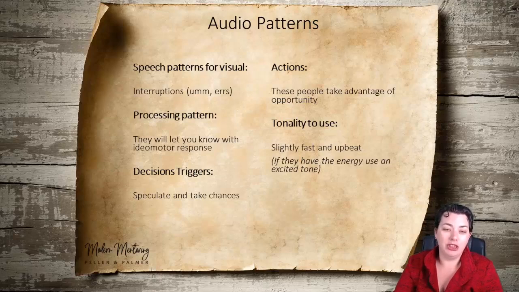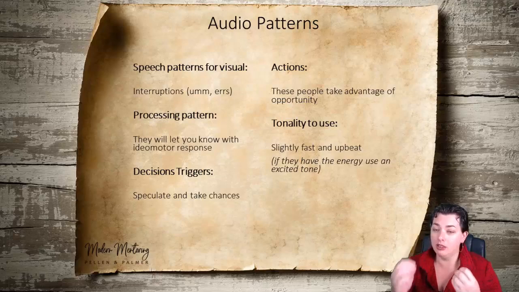When they're making decisions and triggers, usually they speculate a little bit because they haven't quite got the right sound to it. They're like, "No, it doesn't quite sound right." And then they'll take chances. With these people, they're usually taking advantage of opportunity as well. If something sounds right, if something ticks all the boxes, they are good to go. So when you're talking to these people, use a slightly fast and upbeat tonality. It's very similar to visual, and make sure you use a lot of auditory words. So you can hear how this can really help you. So use your auditory words.